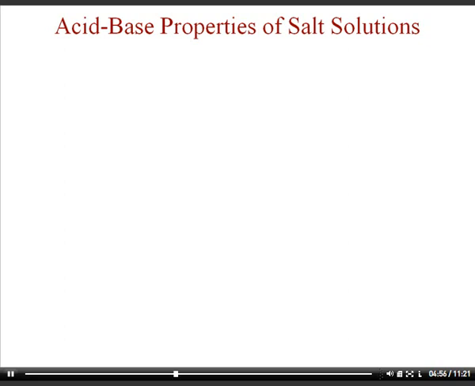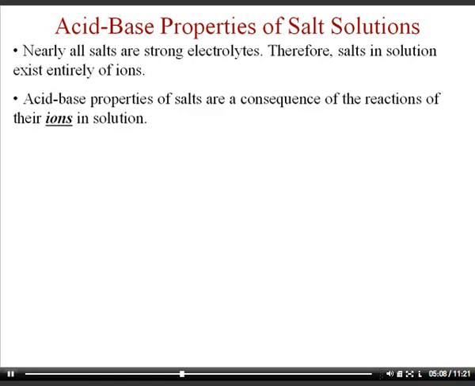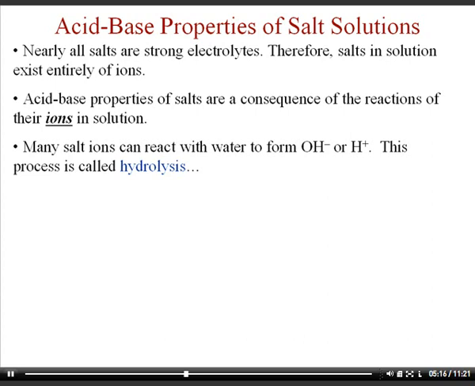Now we have the topic of acid-base properties of salts. So nearly all salts are strong electrolytes, which means when you throw them into water they break apart into their ions 100% of the time. Now, the acid-base properties of salts are a consequence of these ions trying to react with water. Now, many salt ions can react to form either hydroxides or hydrogen ions, and this process of an ion reacting with water is called hydrolysis.